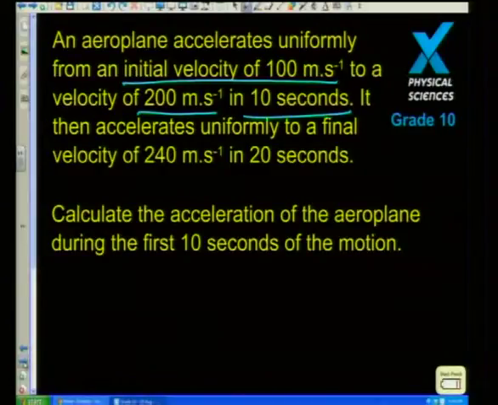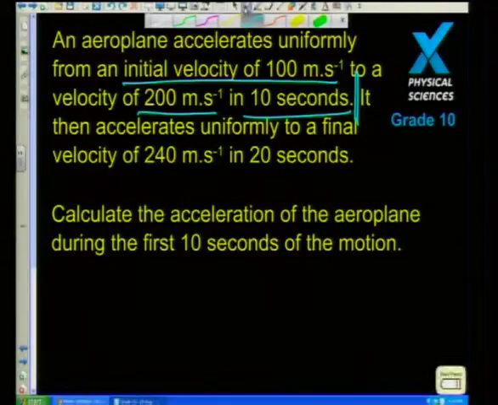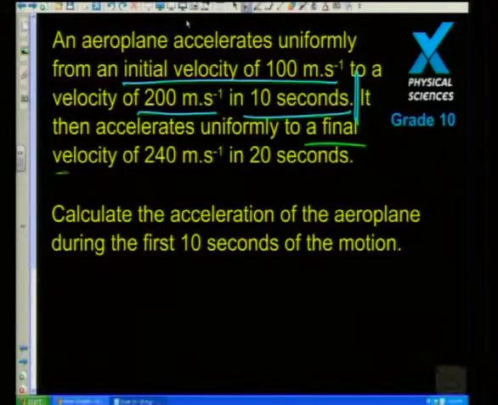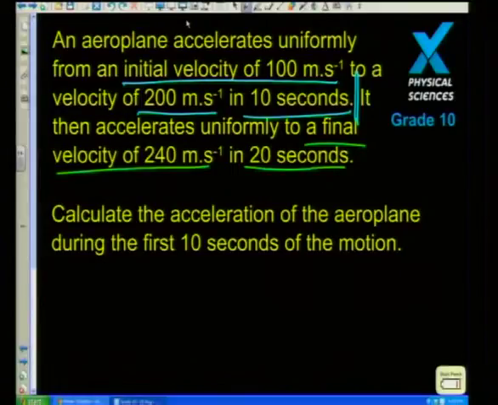There is a change in motion. I have to consider the second section separately. It then accelerates uniformly to a final velocity of 240 in 20 seconds. So this 200 here actually goes into both.